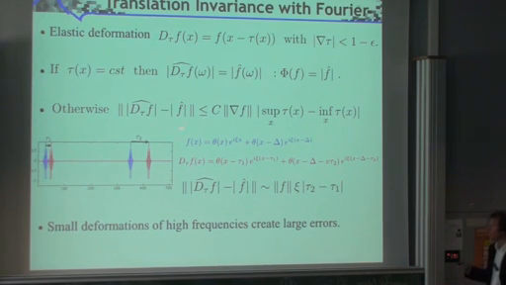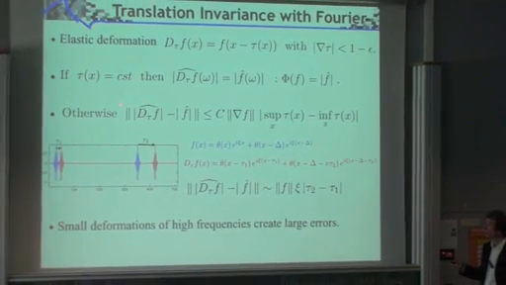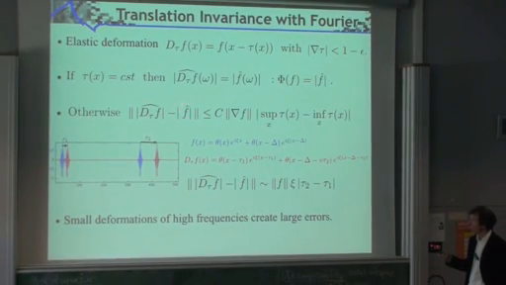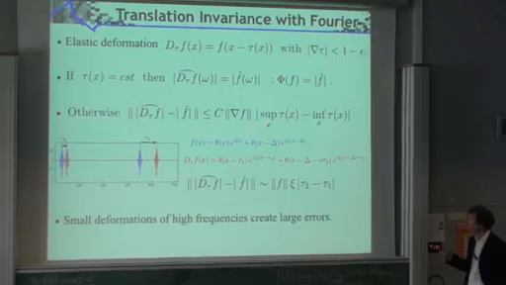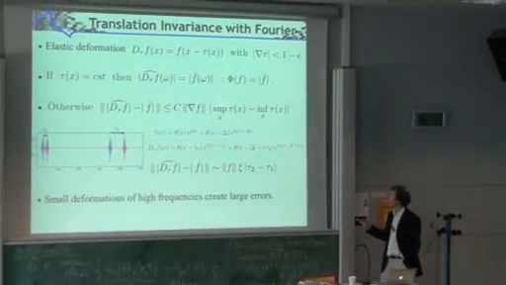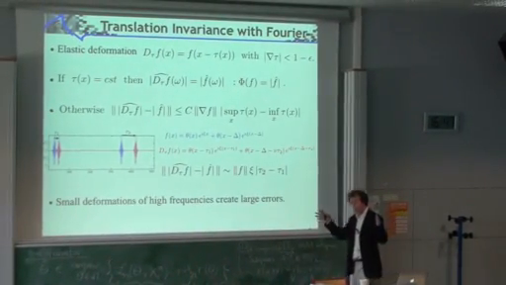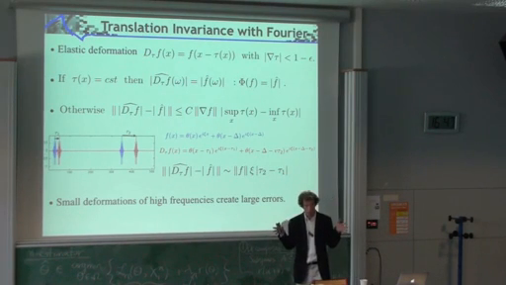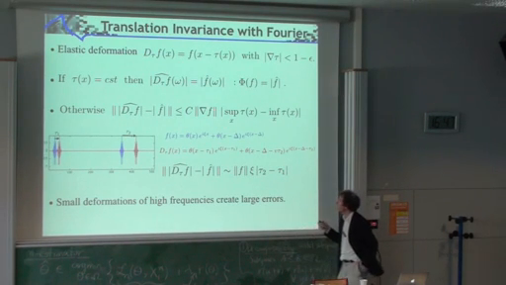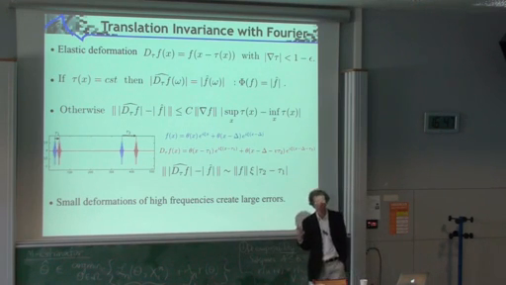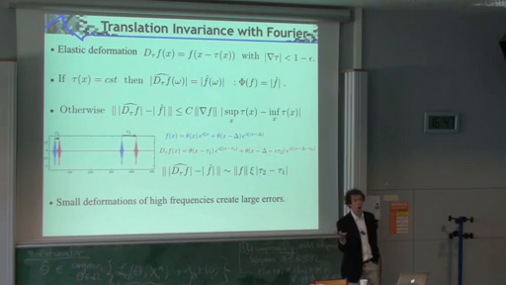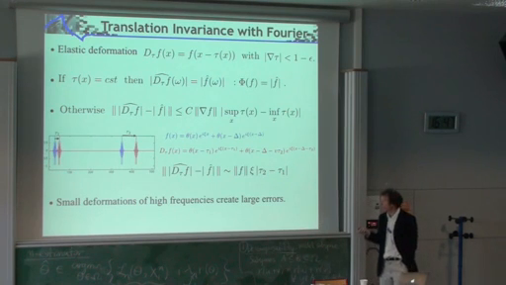Then if you look at the L2 distance between the modulus of the Fourier transform of the signal and its deformation, what you will realize is that indeed it depends upon the maximum variation of tau, but you have another term here which depends upon the regularity of the signal. What's happening basically is that high frequencies are unstable relatively to elastic deformations.